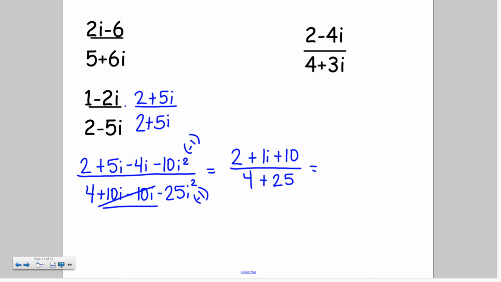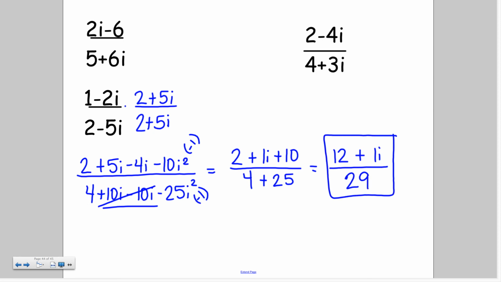All right, I'm going to combine like terms one more time. So 10 plus 2 is 12. There's nothing to combine with the i, so 1i or i. And then 4 plus 25 is 29. And that is my answer for that one.